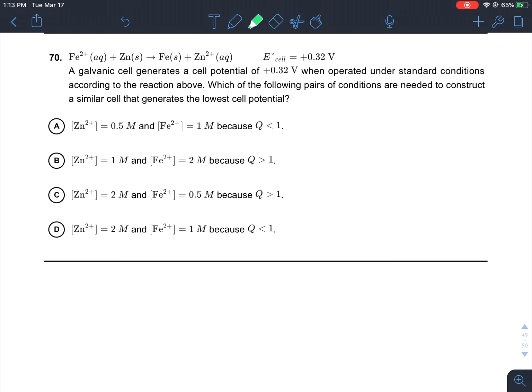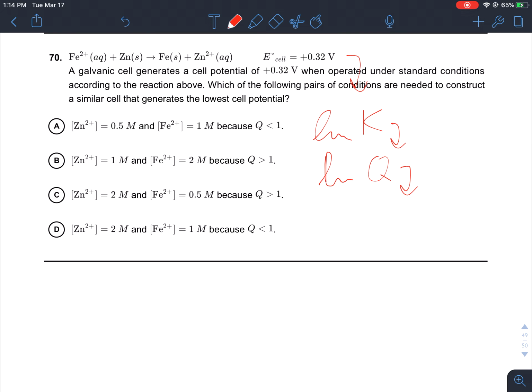All right, number 70. Fe2+ and Zn yields Fe and Zn2+. The E cell is 0.32. A galvanic cell generates a potential of 0.32 volts when operated under standard conditions. According to the reaction above, which of the following pairs of conditions are needed to construct a similar cell that generates the lowest cell potential? So this is very similar to the last one. If we're trying to drop E cell, we have to drop the ln K, or in this case, the ln Q, because we're changing the numbers. We're causing stress. So we have to drop the ln Q.